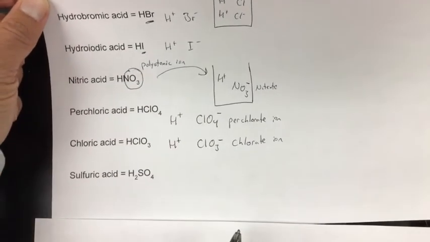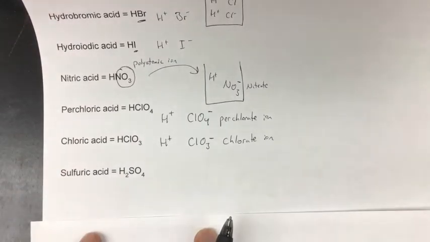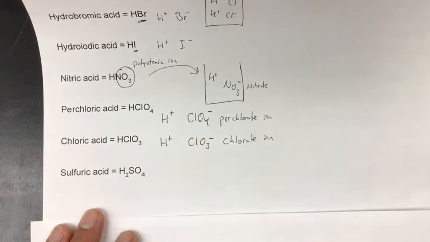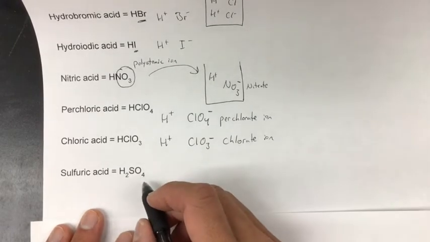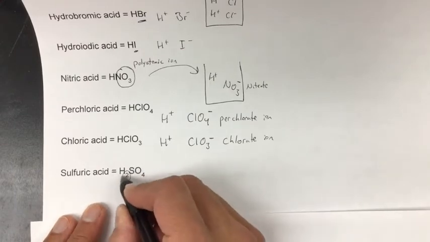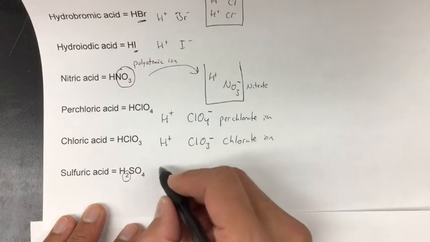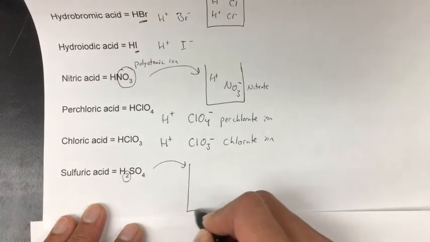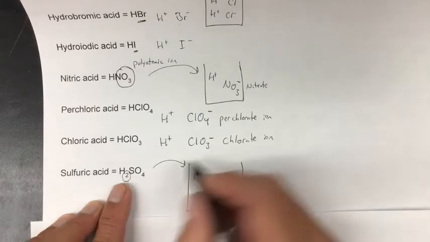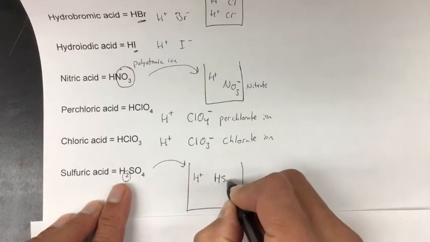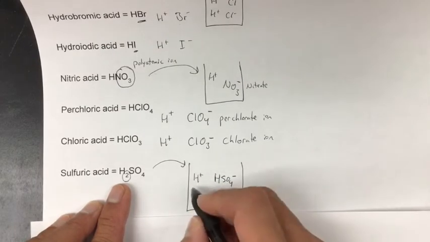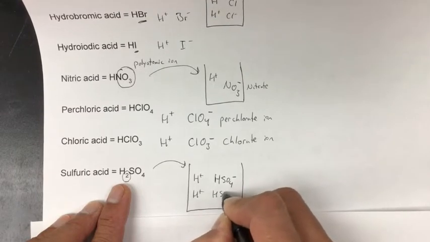The last one is sulfuric acid. Sulfuric acid is used in car batteries and other things, industrial uses. And when this breaks apart, it's a little different because there's two H's here. So if I were to dump this in the water, what ends up happening is this H plus breaks apart, and then you end up having HSO4 negative. So this first one will always break apart, H plus, HSO4 negative.